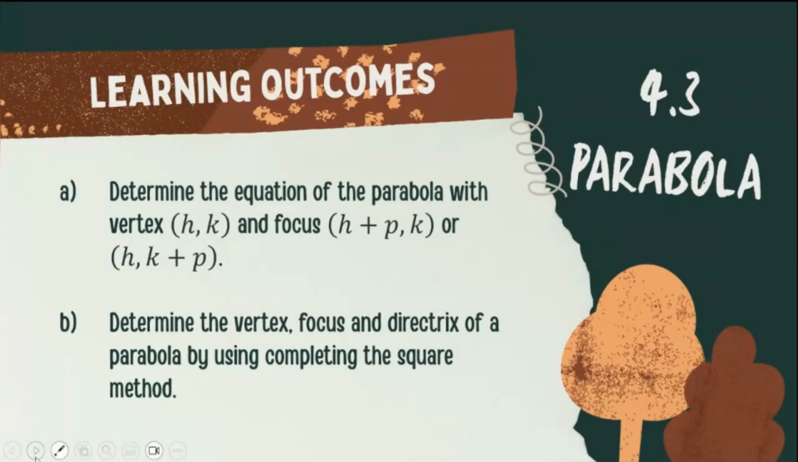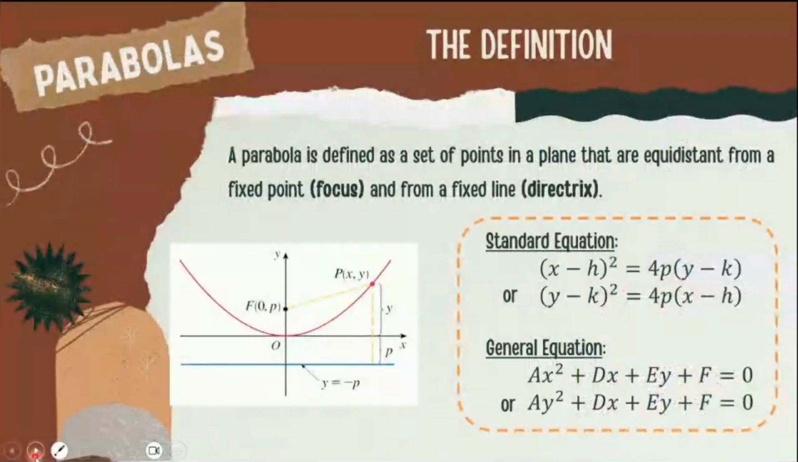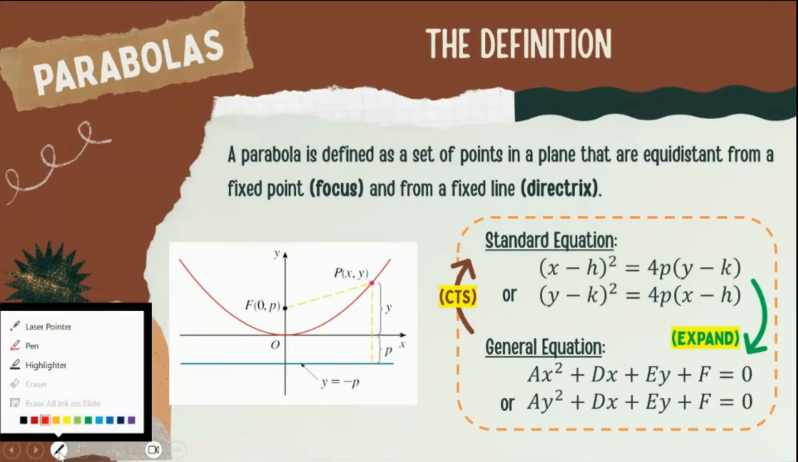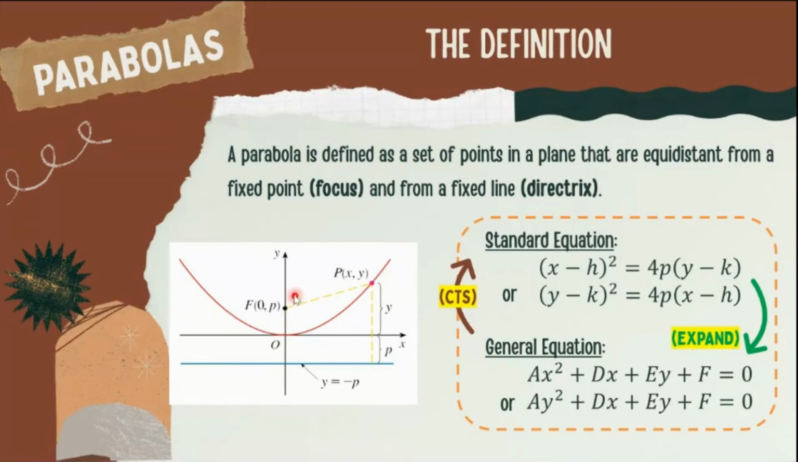Okay, so next let's look at what is parabola. So parabola is defined as a set of points in a plane that are equidistant from a fixed point, the focus. So kita ada focus dekat sini. Okay, so this is our focus, and then from a fixed line, the directrix. So ini adalah line of directrix lah.